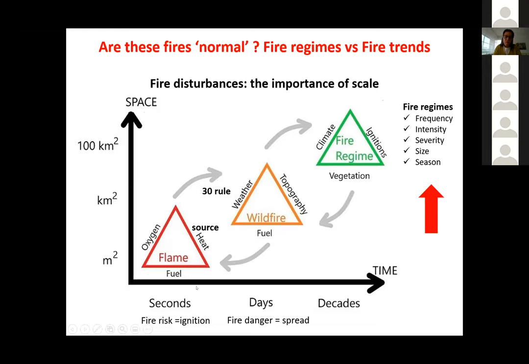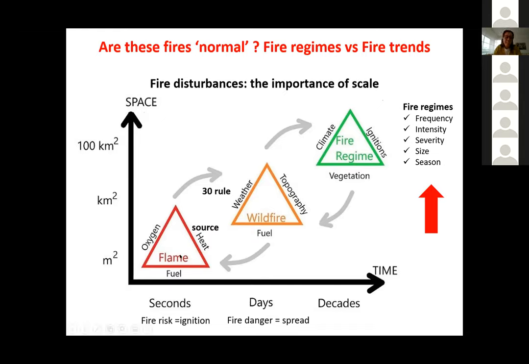So what is important to look at in this graph is that fire acts at different scales. It acts on a spatial scale, which we can see on the y-axis, and on a temporal scale, which we can see on the x-axis. And there are at least two variables that are also important and are influencing fire regimes, which would be the fire risk, which relates to the ignitions of fire, and then the fire spread, which is defined as fire danger. So once the fire has started, how easily that fire spreads is defined as fire danger.